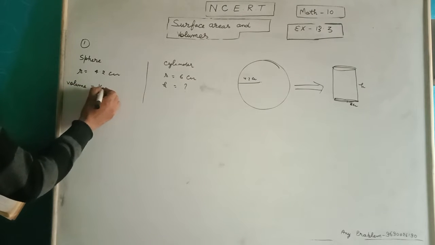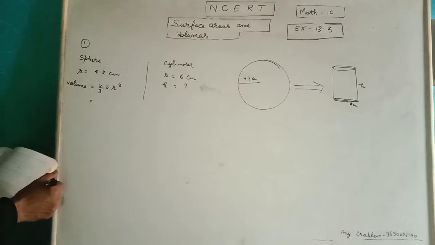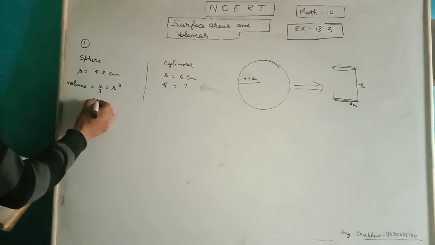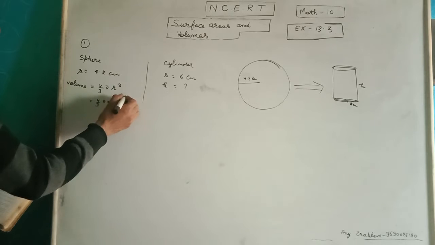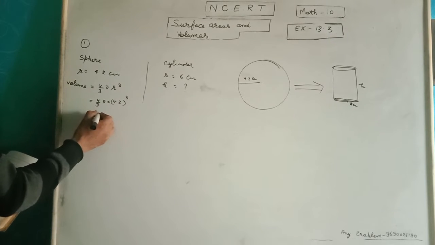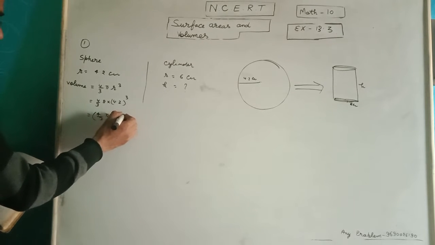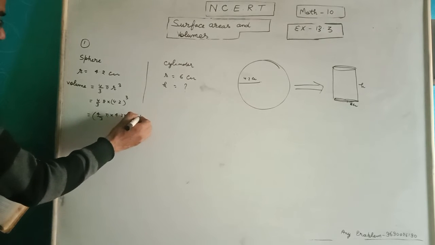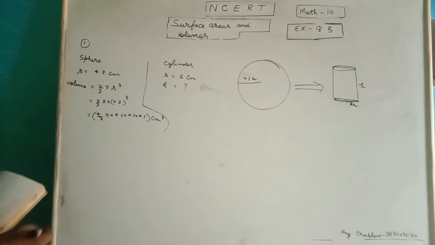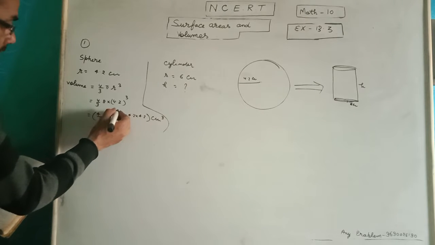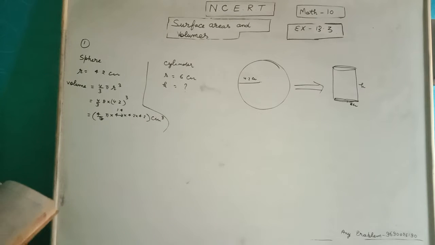Volume is equal to 4/3 pi r cube, that is the formula for the sphere. 4/3 pi into r value, which is 4.2 cube. 4/3 pi into 4.2 into 4.2 into 4.2 cm cube, that is the volume of the sphere.